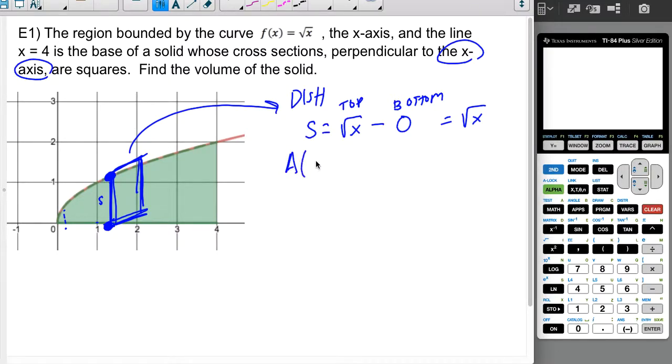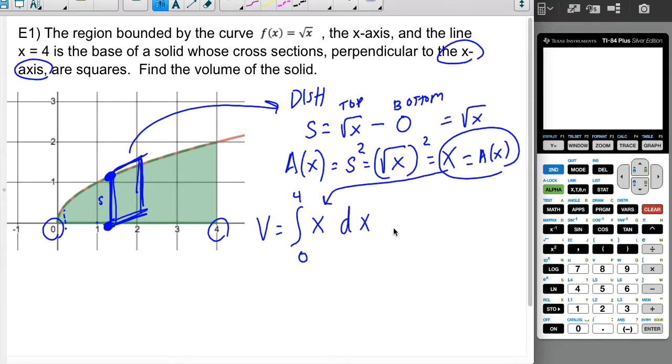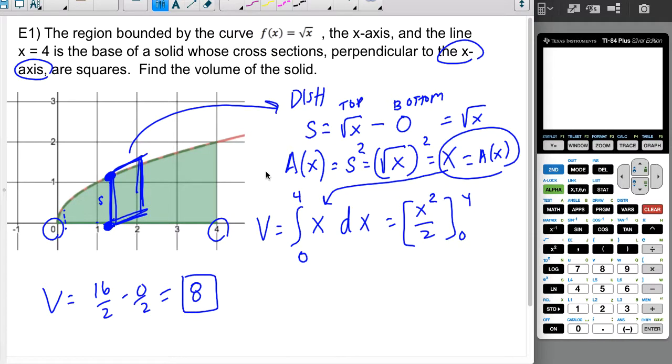That means that my area in terms of x is side squared, which would be root x quantity squared, or just x. Once I know that's the formula for the area, the first dish starts at 0, the last dish ends at 4, so the volume of this thing is the integral from 0 to 4 of all my dishes. The area of a dish was just x, so it's the integral of x with respect to x. I'm going to get x squared over 2 from 0 to 4. The volume is going to be 16 over 2 minus 0 over 2, so I'm going to get 8. And there's no units, so I don't write units, so the volume is 8.